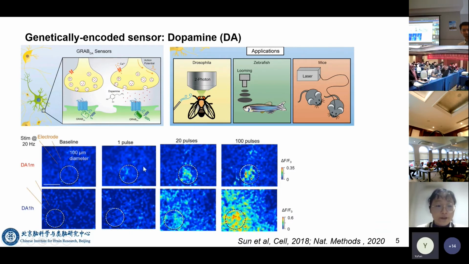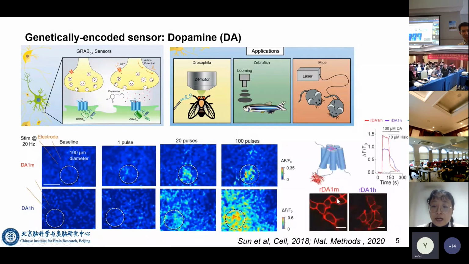And this is their data with the slice. They found that the sensor with a medium apparent affinity to dopamine has a lower response, and another sensor with a higher apparent affinity will show a higher response to different electrode stimulations and a lot of dopamine release.